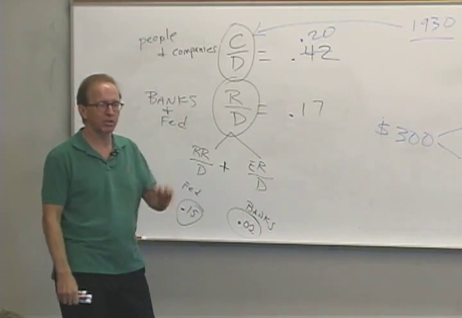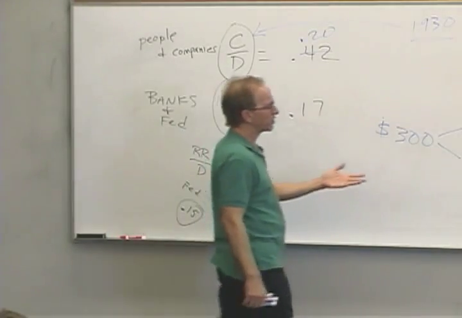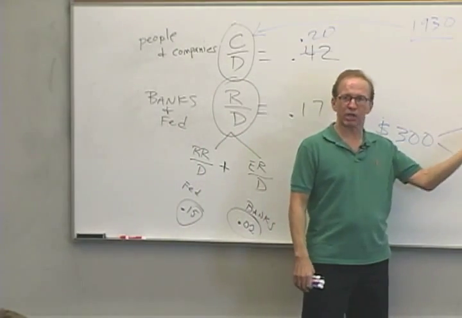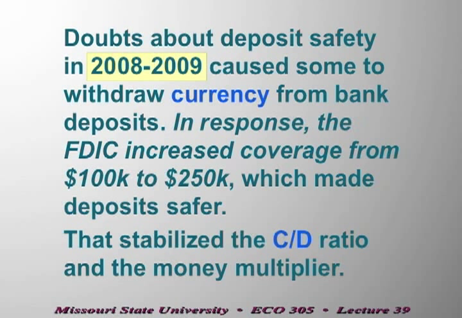And so what happened was the FDIC said, oh, look at this. This currency deposit ratio is starting to go up. And what did they do? They increased FDIC insurance coverage from $100,000 to $250,000 and said, no, don't worry about that. You leave that currency there. If your bank fails, you still get your money back up to $250,000.